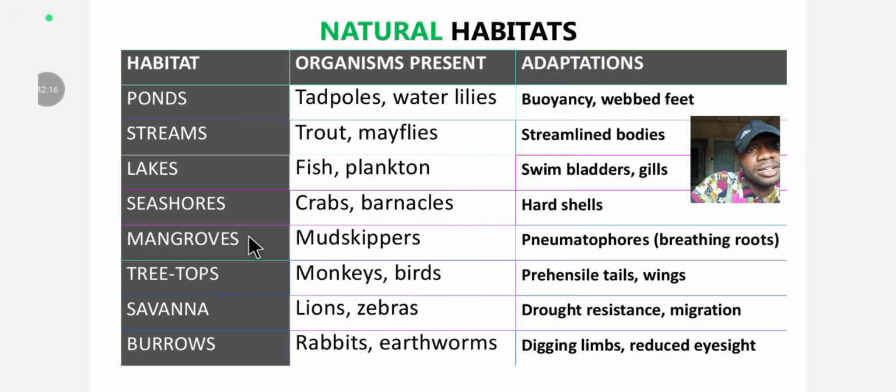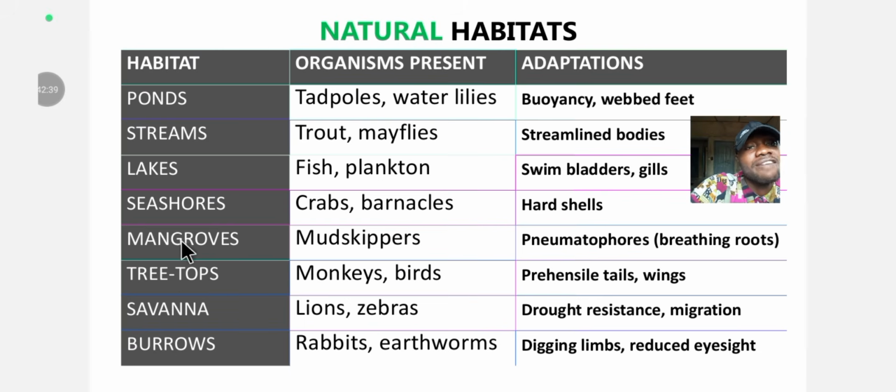All right. Next we have the terrestrial habitats. We just have 3 under the terrestrial: we have mangrove, we have savanna, then we have burrow. Three of them are for the terrestrial. Then the arboreal, which is the air habitats. We have treetops. Let's look at the terrestrial before we look at the arboreal.